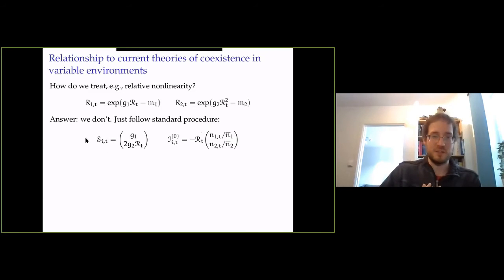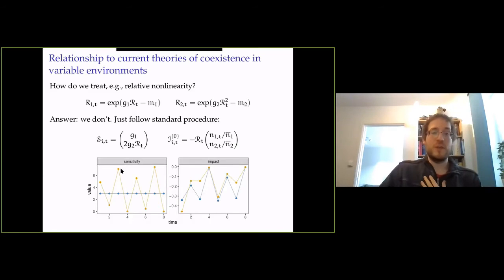We calculate the sensitivity vectors. Here's the result. We don't need to go into the details of the calculation. And we calculate the direct impact vectors. And once we have those, we can plot them against one another. We have the sensitivity vectors of the two species here and the impact vectors here.